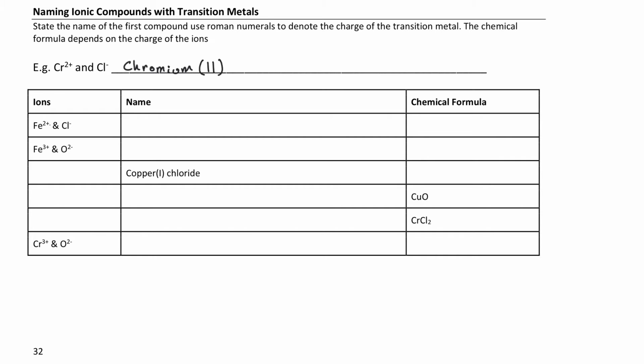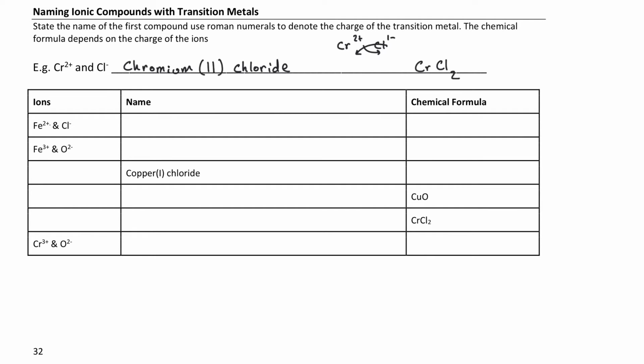Cl is for chlorine, so this is going to be chloride. The chemical formula for this is going to be the same as before. So we got Cr with a positive 2 charge, and chlorine with 1 negative. We do the crisscross, and we will get Cr, and we need 2 chlorines in order for this to work. So that's the chemical formula.